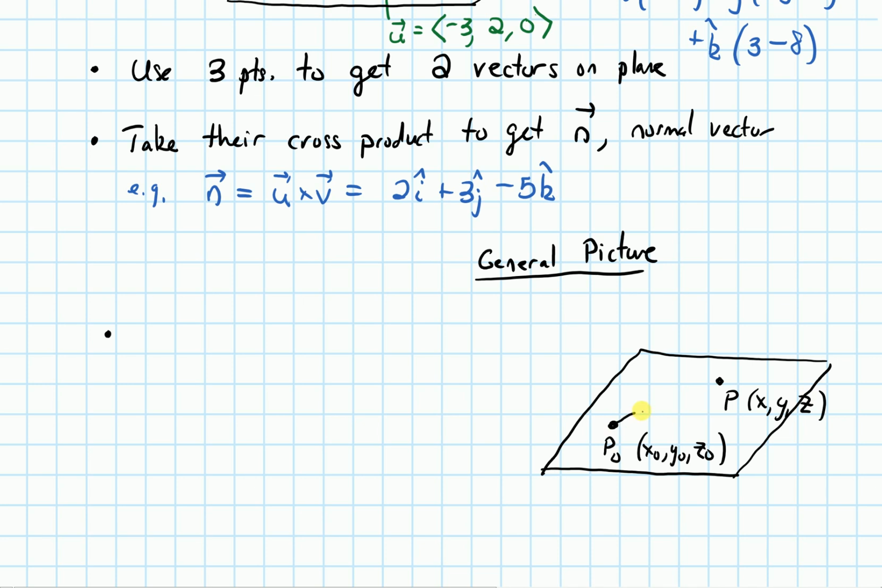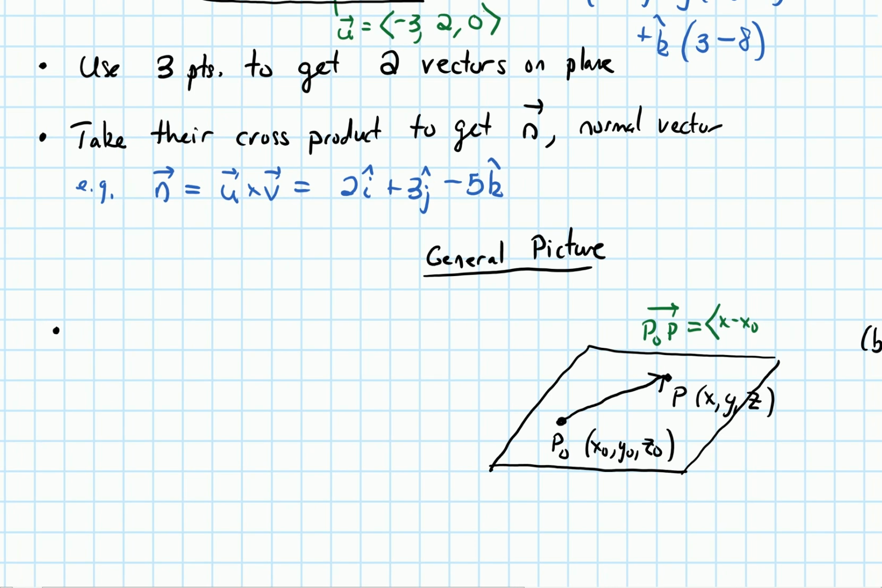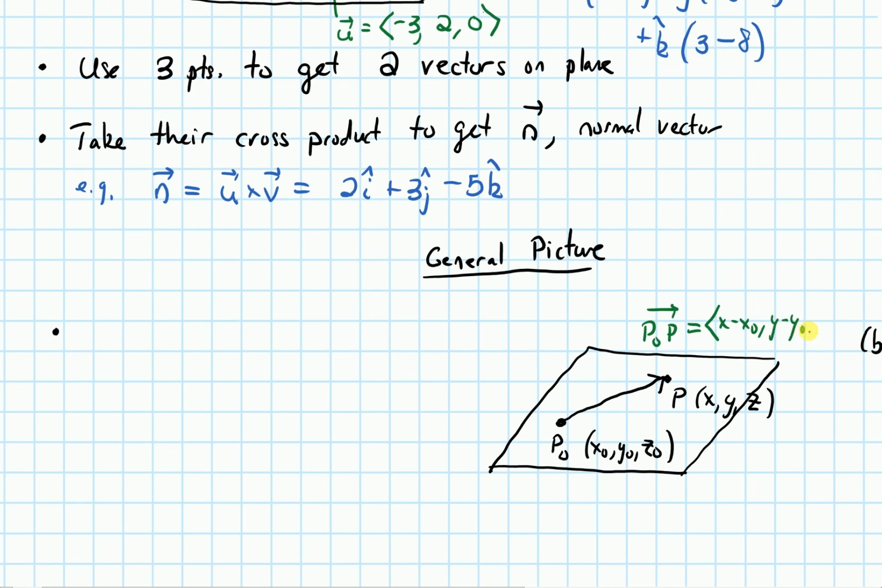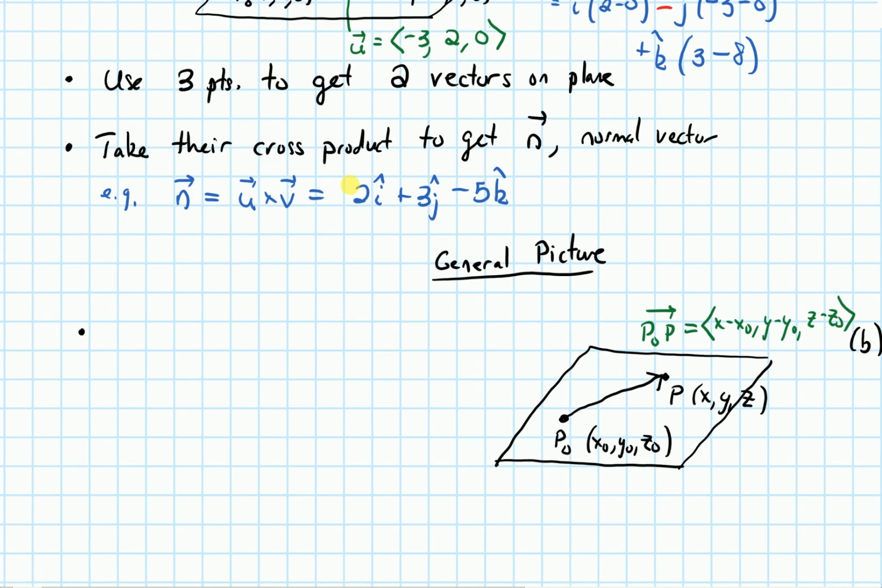If I draw a vector connecting the two, P0 to P, we get the vector P0P, that's how I notate it, and it is (x minus x0, y minus y0, z minus z0). So that's that vector P0P.